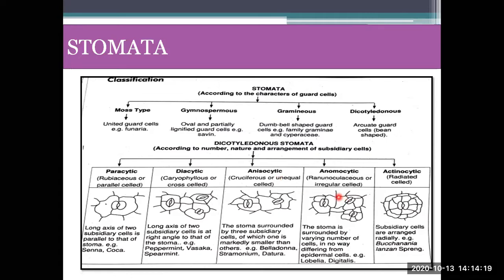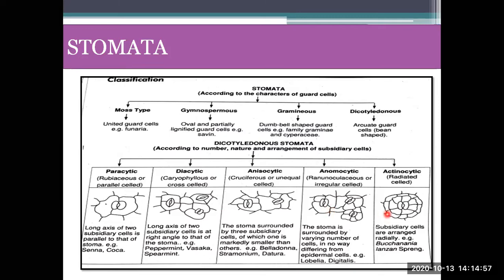Now the anomocytic stomata. Here all the subsidiary cells are irregular; they will not match. Whereas in anisocytic, 2 are similar in size but one is always smaller, in anomocytic stomata all the subsidiary cells are of unequal size. The number is also not necessarily 3; it may be 2 or 3, and differs according to the plant variety. Whereas in anisocytic there will always be 3 subsidiary cells, and one will always be smaller than the other 2. In anomocytic stomata, there are irregular cells.